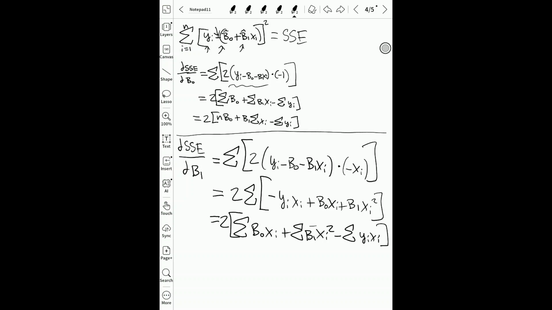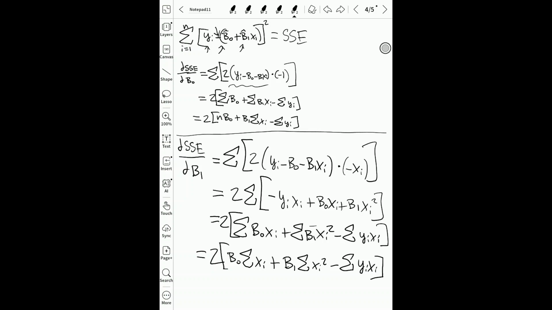Okay, and then finally we'll distribute those sums. We've still got the 2 just hanging out, and everything's multiplied by 2. We pull that beta naught through the sum, so nothing changes inside: the beta naught times the sum of xi, plus beta 1 times the sum of xi squared, and minus the sum of yi xi. Nothing gets pulled through here, since these are all bound to that ith sum. So this is what we're going to use for beta 1 and for beta naught to start.